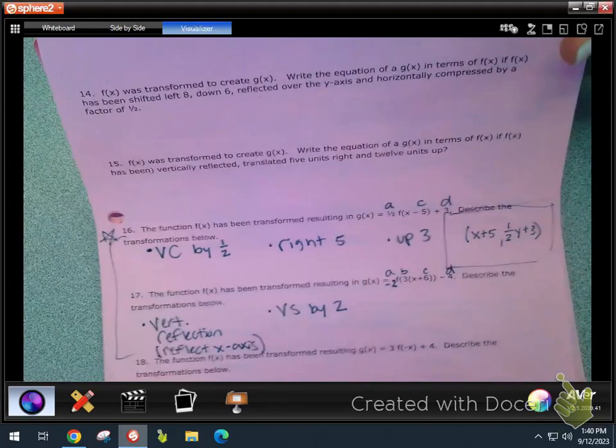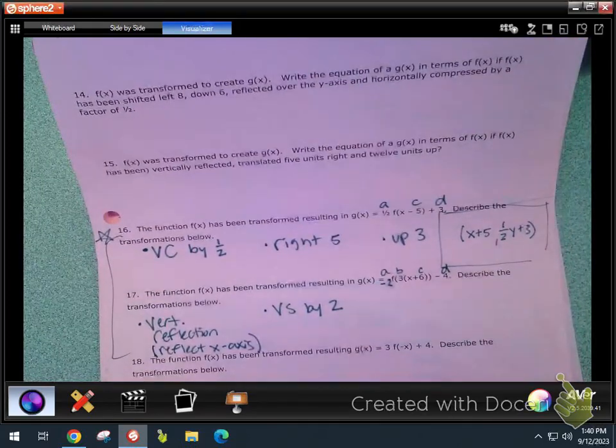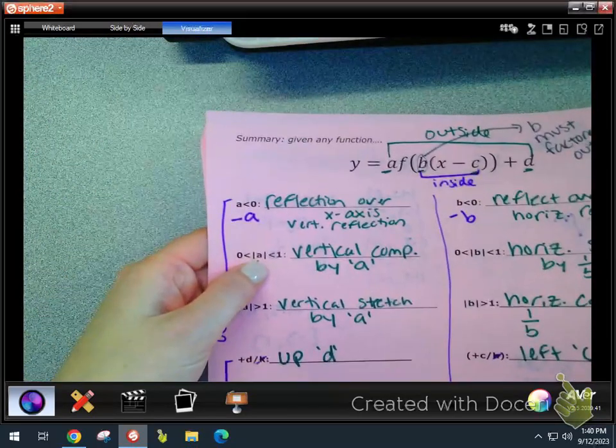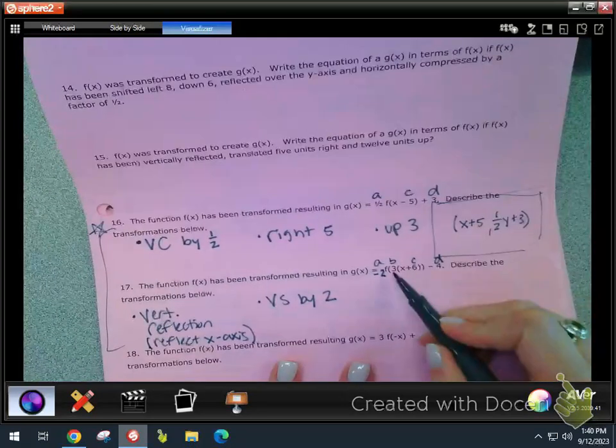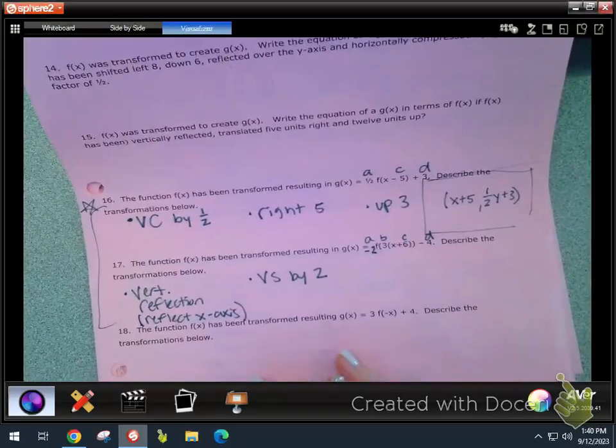So do not group those together. They are two separate transformations. Please don't put them together. You with me? That's why we put the absolute value bars on here, because it means, hey, just look at the number, ignore the negative. All right? Number 3. B values are tricky.